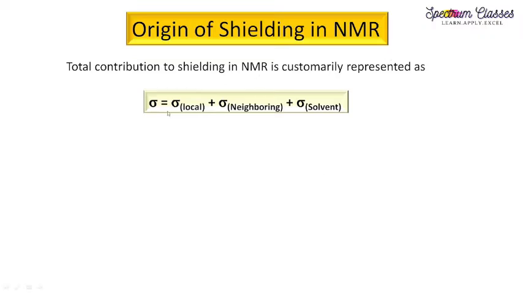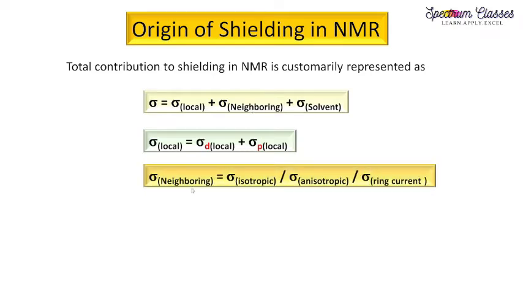In the previous video, we discussed that the shielding constant is the sum of sigma local, sigma neighboring and sigma solvent. Here sigma local is the sum of sigma d local plus sigma p local, where d stands for diamagnetic and p stands for paramagnetic. About these terms and sigma local we have discussed in detail in my previous video. So if you really want to understand these terms, please go and check that video. And in this video, we are going to discuss sigma neighboring.